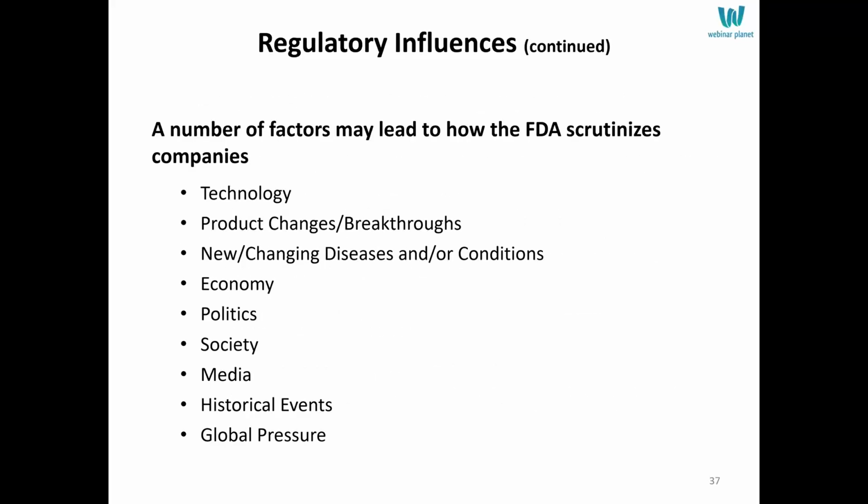So a lot of factors lead FDA to scrutinize companies more or less heavily: technology, product changes and breakthroughs, new changing diseases and conditions, economy, politics, society, media, historical events, and global pressure.